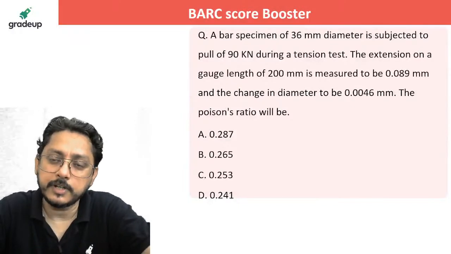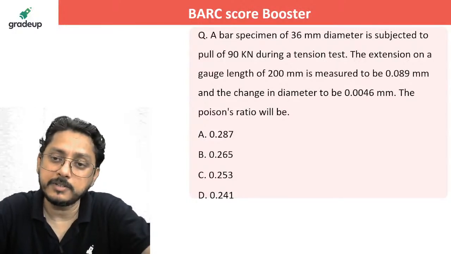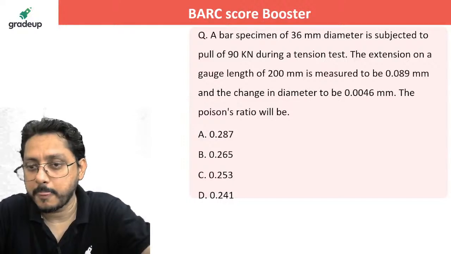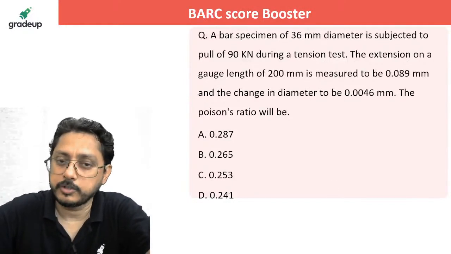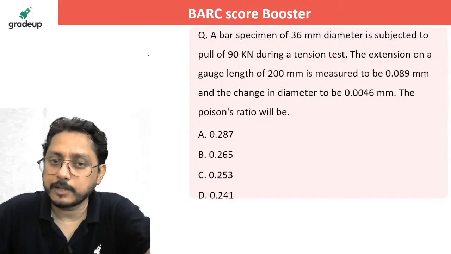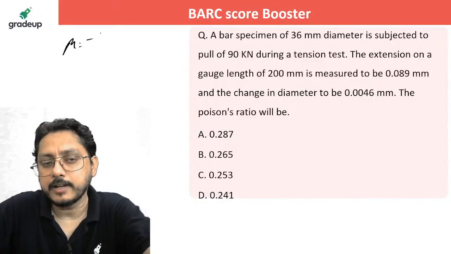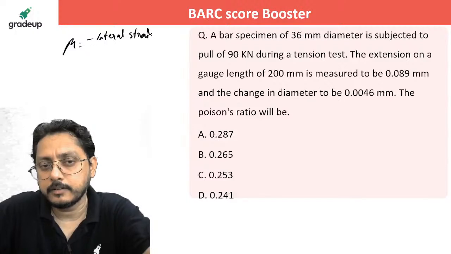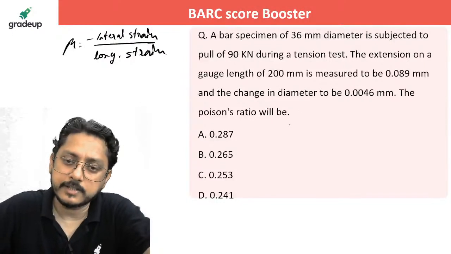A bar specimen of 36 diameter is subjected to a pull of 90 kN during a tension test. The extension on a gauge length of 200 is measured to be 0.089, and a change of diameter is also given. He's asking about Poisson's ratio. So longitudinal strain has already been provided to you. The Poisson's ratio formula is minus of lateral strain by longitudinal strain. Now he has already given what is needed to calculate lateral strain and longitudinal strain.